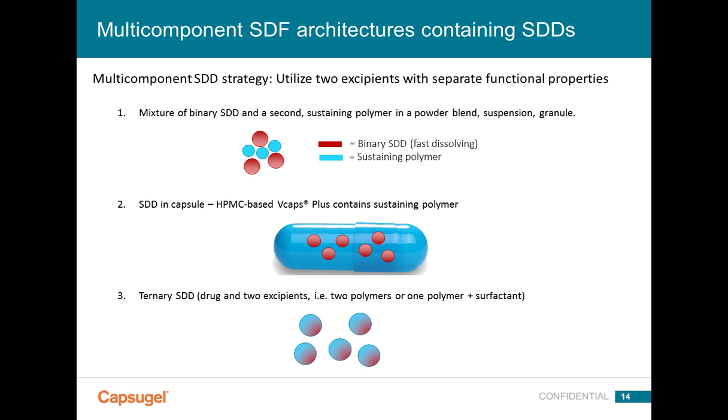In architecture number 2, we use a VCAPS Plus, which is an HPMC-based capsule, and that is the source of the sustaining polymer for the system. The SDD contained inside the capsule is a standard binary SDD. This architecture is really convenient for formulating since you don't need any additional formulation steps beyond the binary SDD manufacture. In the third architecture, the ternary SDD is formulated, and that contains all three of the components that we want in the same SDD particle, all sprayed together. The SDD can then be formulated as needed into a final dosage form.